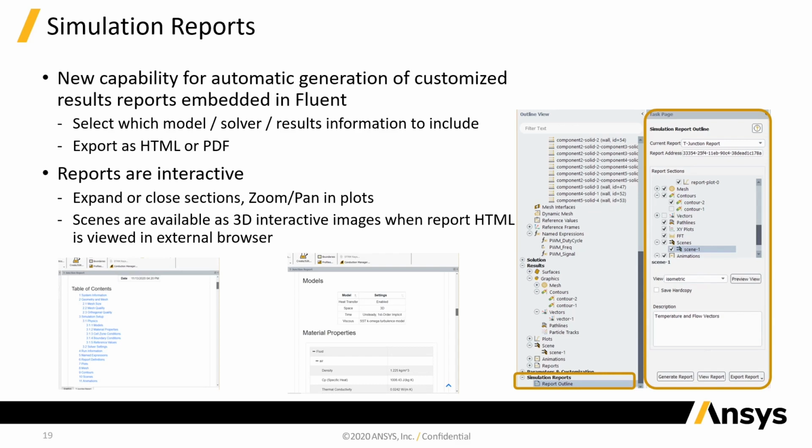If you create scenes, those automatically get put in as an image, but also as a 3D interactive image, which allows you to then bring them into any sort of modern HTML browser and do rotations and interact with the image as if you're using the Ansys viewer. If you want to turn this into a report, then you've also got the option of outputting this as a PDF file. So I think you're going to find that really useful.